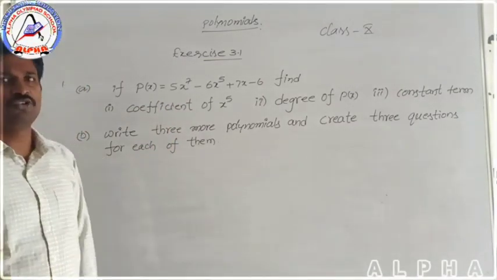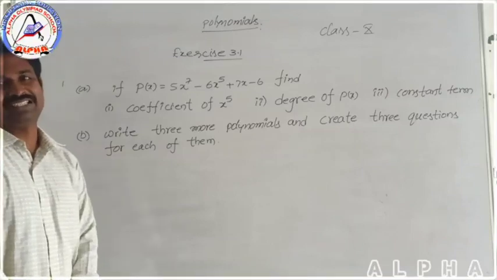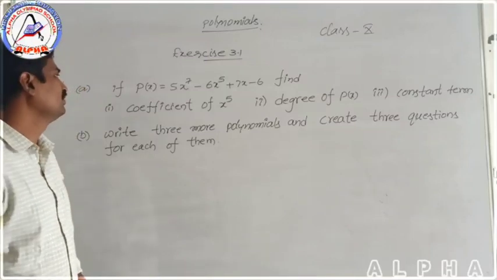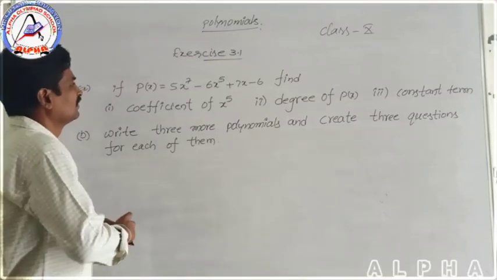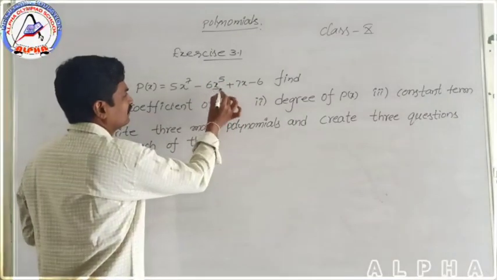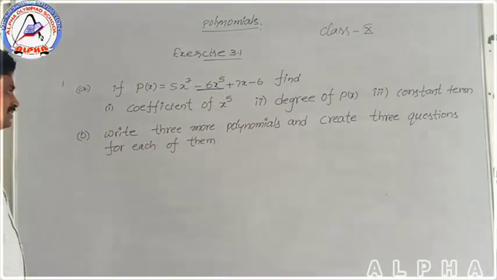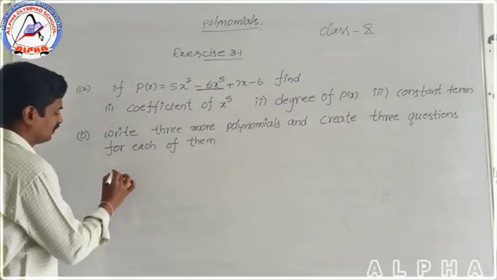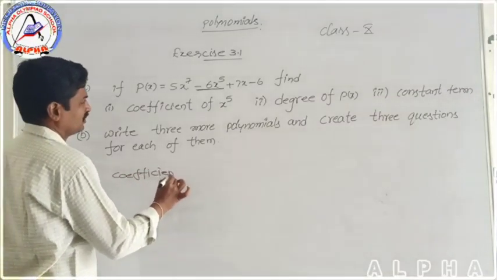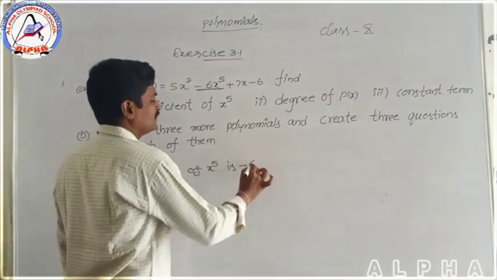In this, the coefficient of x power 5. What is the meaning of coefficient? Coefficient means the numerical factor of the term. The numerical factor of the term is called the coefficient. Here, see x power 5, its numerical factor is -6. So the coefficient of x power 5 is -6.